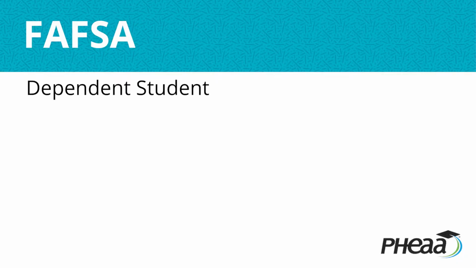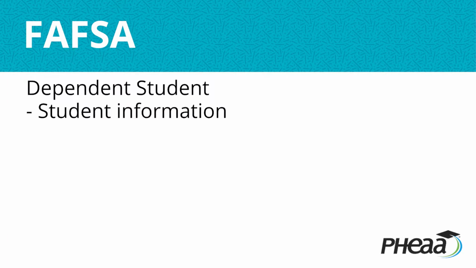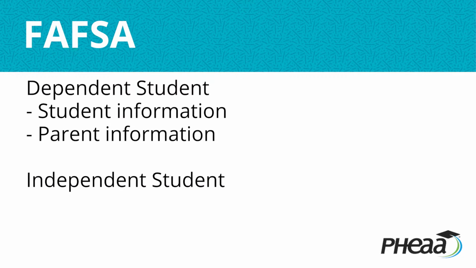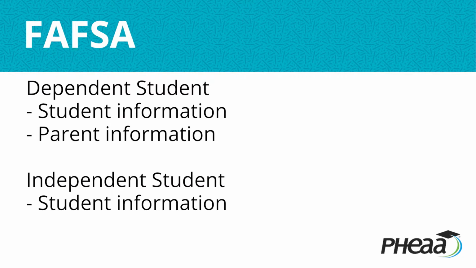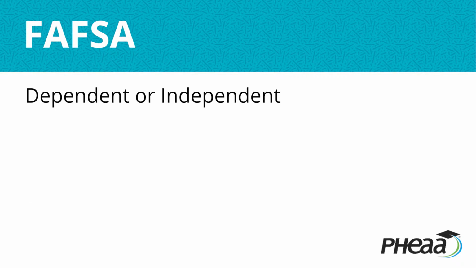If you are considered a dependent student, you will need to provide student information as well as parent information. If you are considered an independent student, you will only need to provide your information and a spouse if married. So how do we determine whether you are a dependent or an independent student?